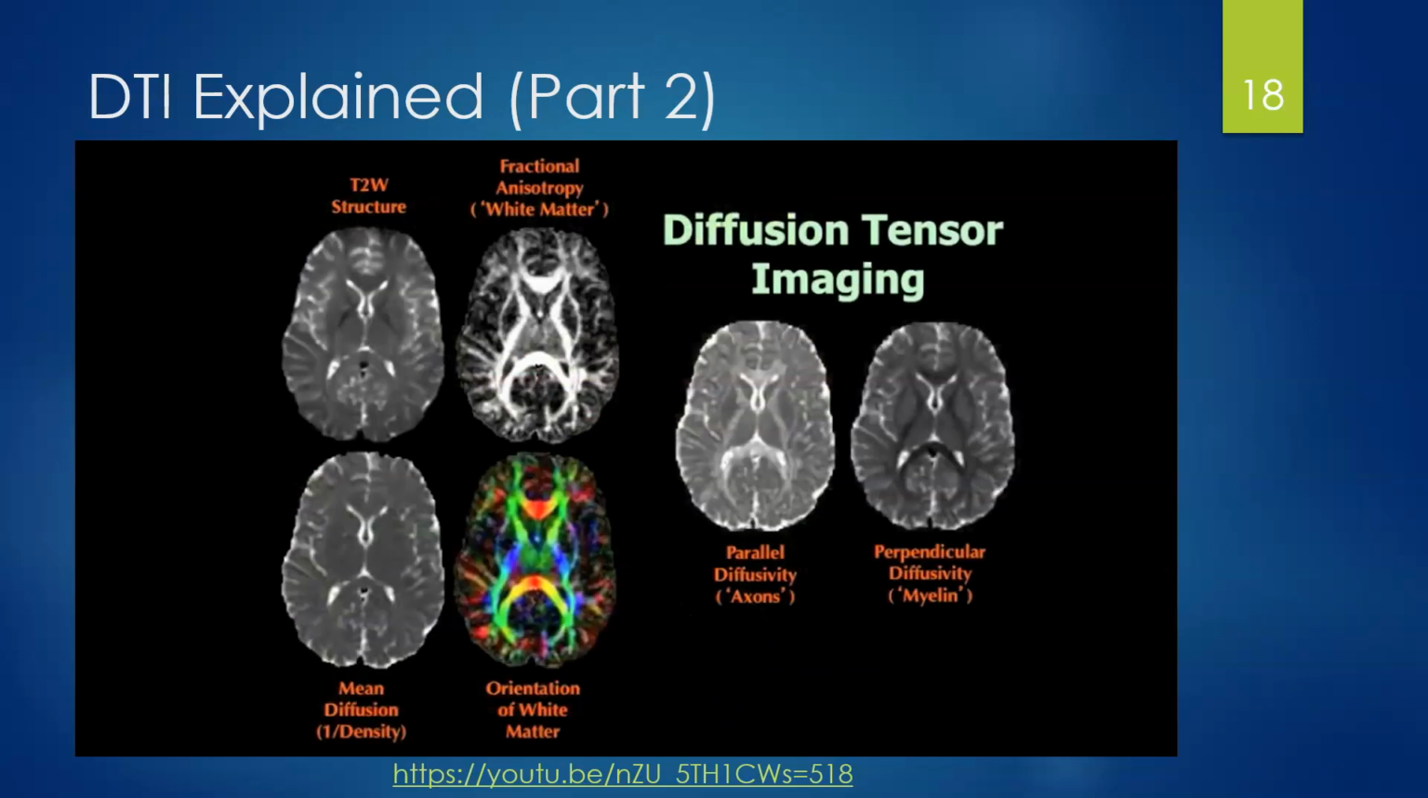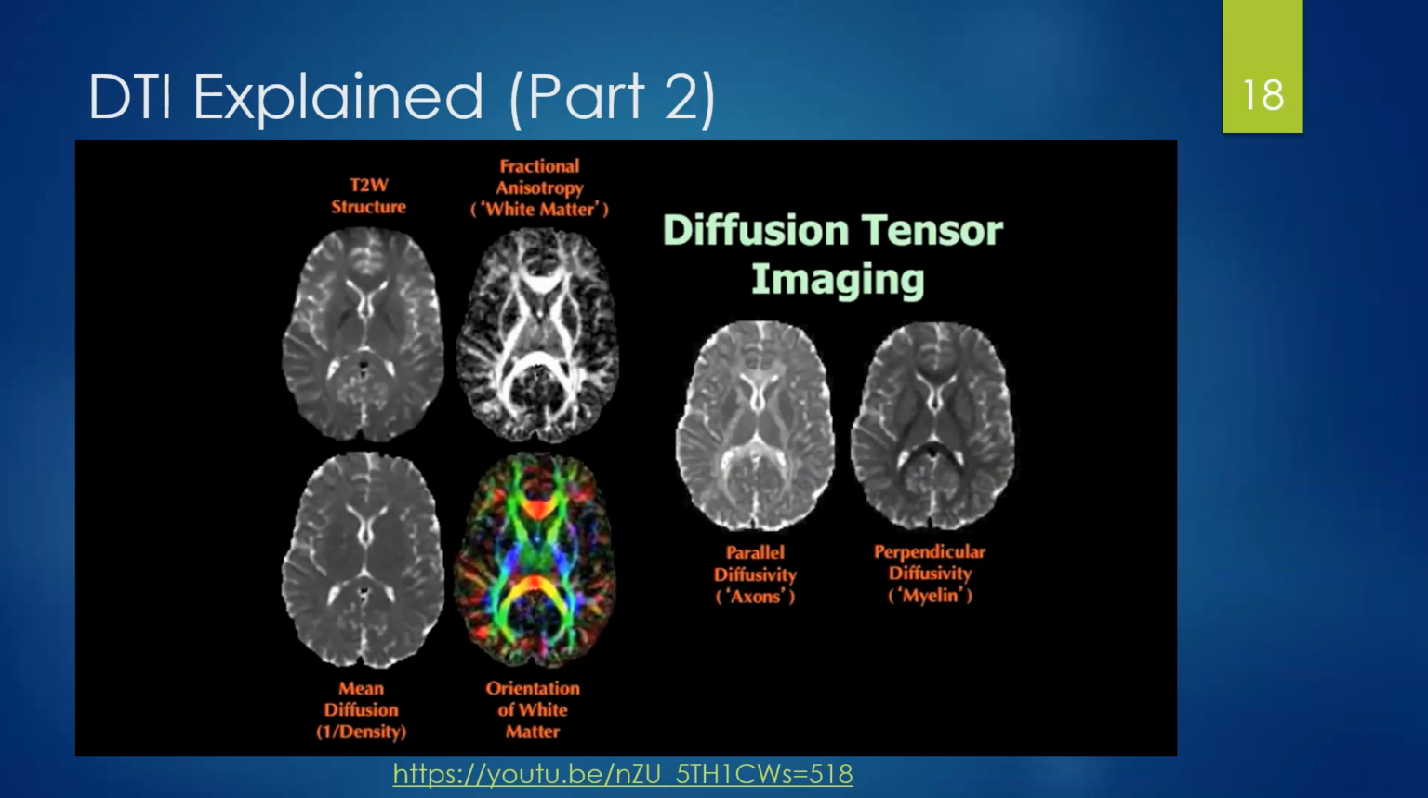Here we show representative quantitative diffusion tensor imaging maps for a single slice from a DTI experiment. The upper left is the non-diffusion weighted image, or B equals 0 image, which has typical T2 weighted contrast. Below that is the mean diffusivity map.